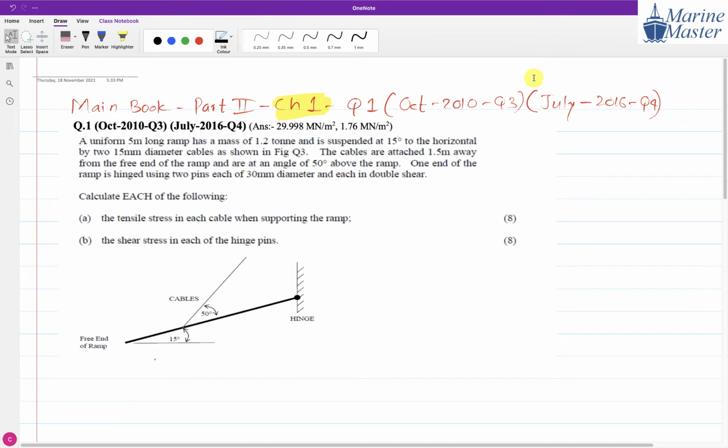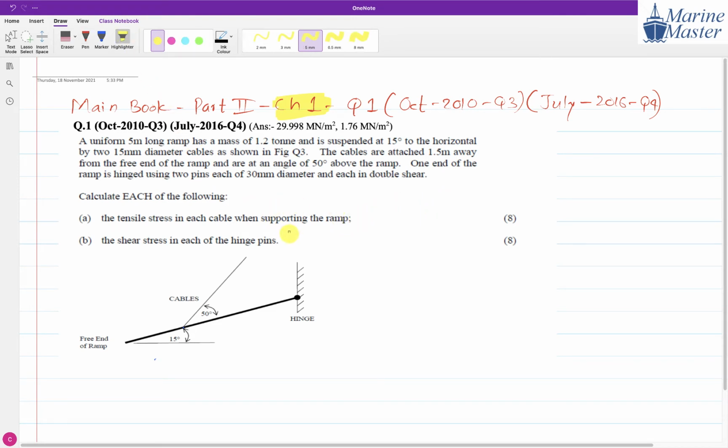Now give the next reading of the question. The next question that we are going to study is from the main book, part 2, chapter 1, question 1. Basically, this question belongs to stresses, but don't worry, we need only some basic concepts of stresses. We will study these concepts later on, but before that we just need a few things about stresses, so we can directly write down that relation.